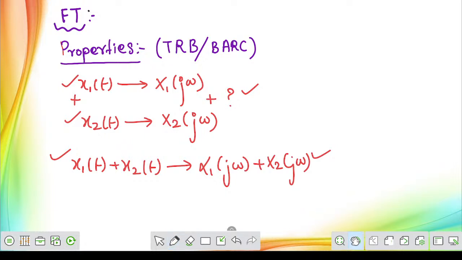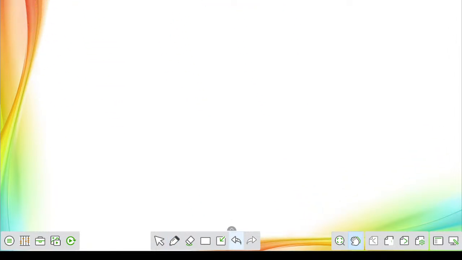Anyway, let us enter into the important properties, because linearity we will not be using much, but rather we must focus on the other properties. The first one is the time shifting property. The first property that we are going to look at now is the time shifting property.